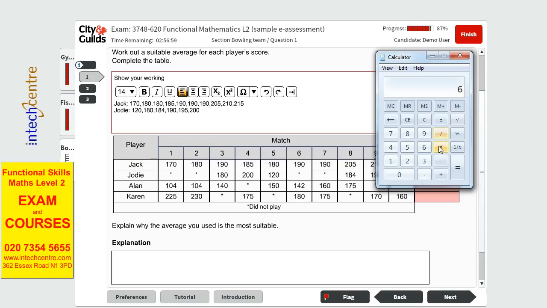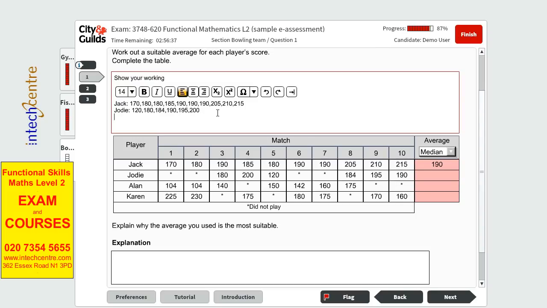We have 6 numbers plus 1, 7 actually. So 1, 2, 3, 4, 5, 6, 7, 8. 190, that's fine. So we would do 6. Let's do it underneath so that we show it. We have 6 numbers plus 1 is going to give us 7. 7 divided by 2 is going to give us 3.5. So the value that we'll have to find is between the third and fourth number.